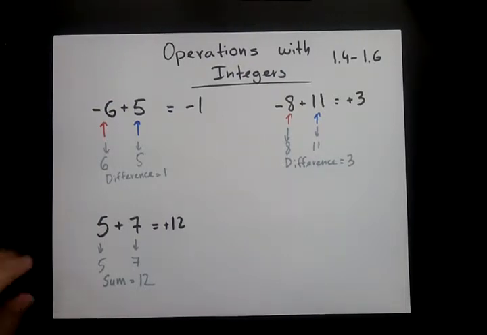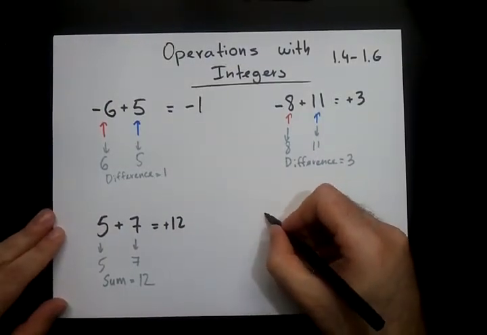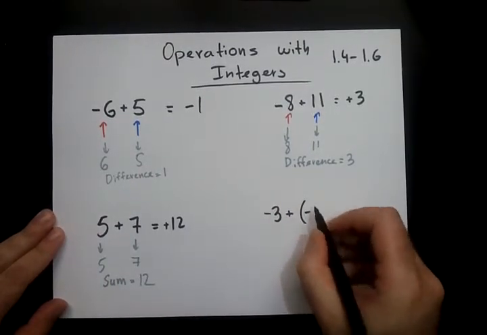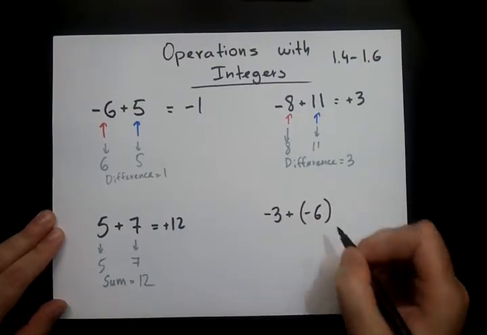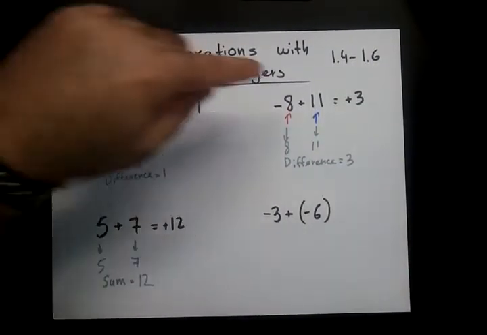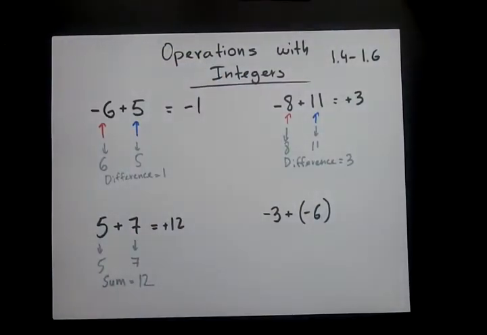But what if you have something like this, -3 plus a -6? It's different than the problems here because both of the problems here were different signs, a positive and a negative. Here we're dealing with two integers that have the same sign. So the rules that I showed you here apply.